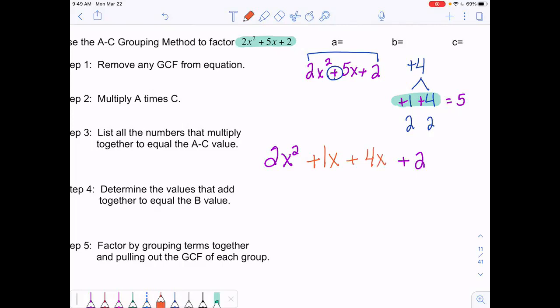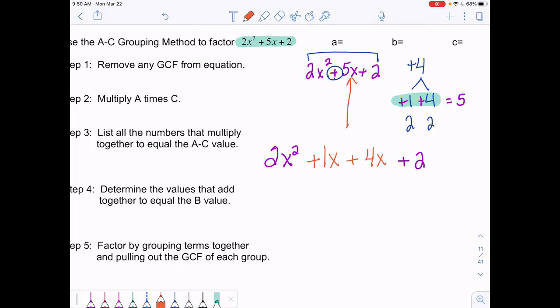Bill, if you have 1x plus 4x, what does that make? And what did I have in my original problem? Positive 5x. We're just writing it in a different form. So we're still using the factors, but those factors don't go in parentheses anymore. We're going to use those 2 factors to rewrite our b value. Questions?